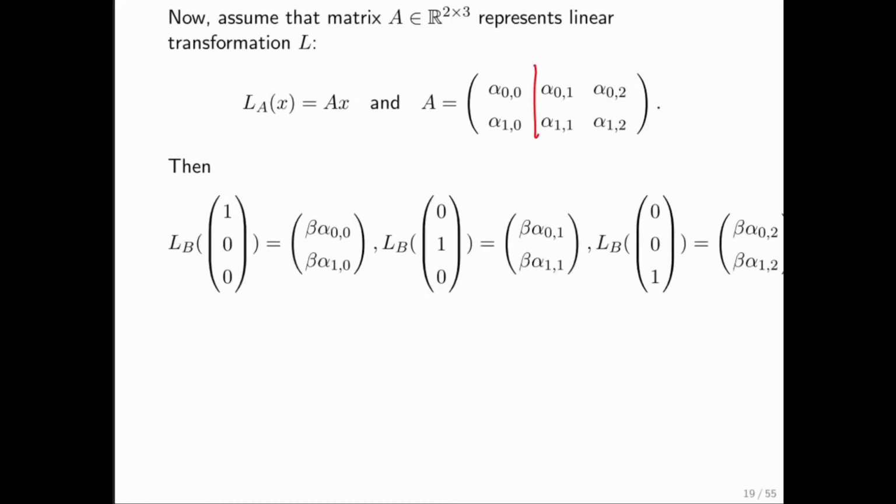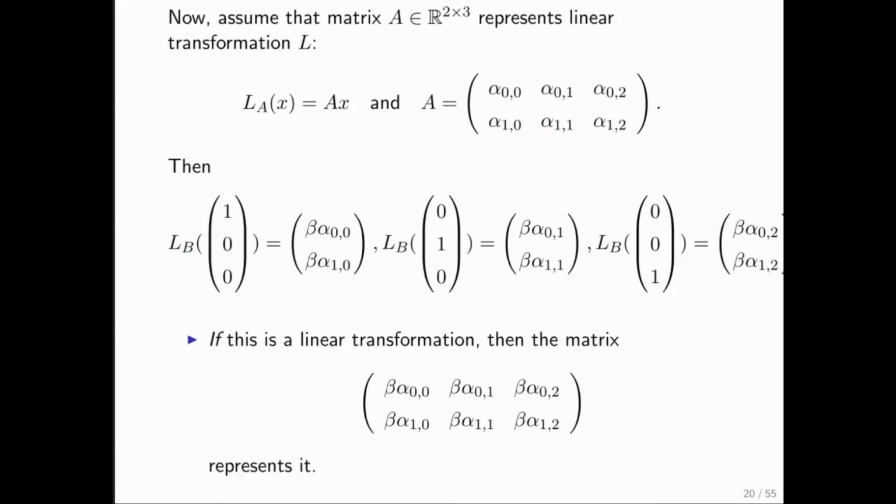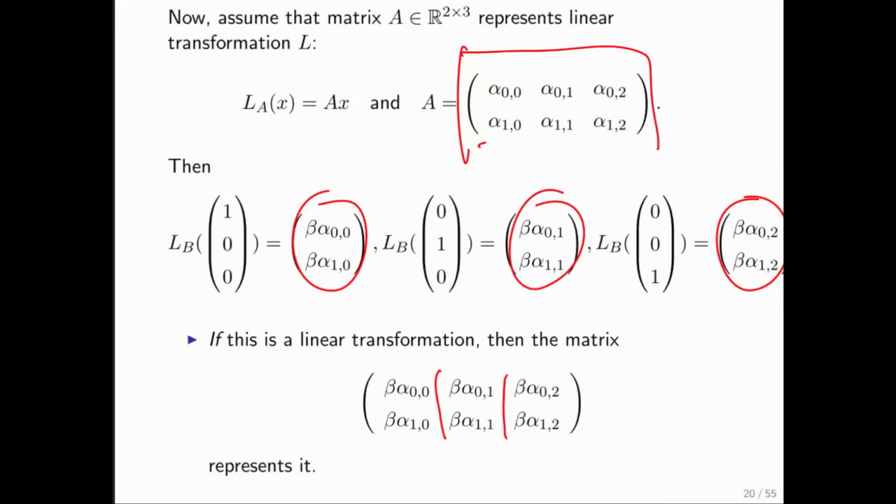What do we know now? If we know matrix A, then we know how to compute the columns of matrix B, which may represent the linear transformation L sub b. That matrix is simply this for the first column, that for the second column, and that for the third column. And lo and behold, notice that what that means is that we simply multiply the elements of matrix A by beta.